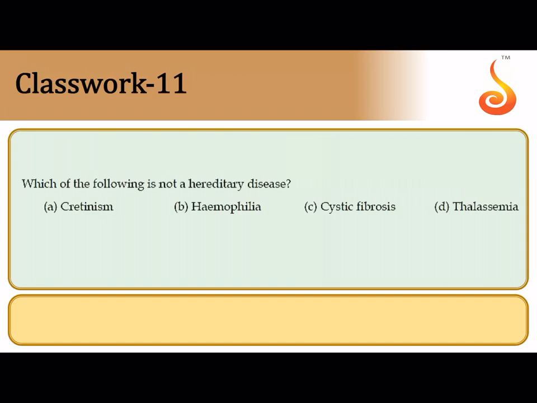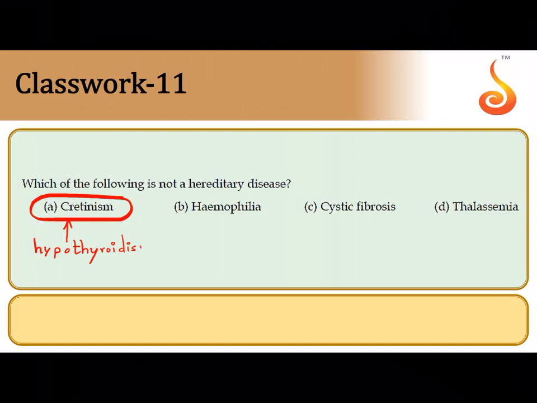Which of the following is not a hereditary disease? Cretinism is not a hereditary disease because cretinism is seen in children due to hypothyroidism. Suppose when the child was in the mother's womb, the mother had suffered from hypothyroidism, then the child is born with the condition, so it is seen in children, probably a newborn child, because when the mother was pregnant she had hypothyroidism.